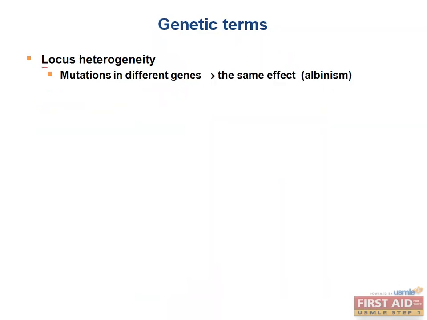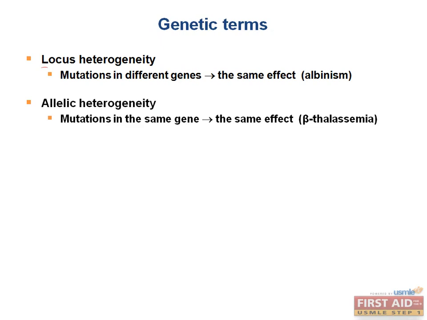Locus heterogeneity is when mutations at different loci, or in different genes, produce the same phenotype. This can occur if two genes have the same function, or if they act in a sequence in a pathway. For example, Marfan syndrome, MEN2B, and homocystinuria can all result in a Marfanoid habitus, which means the patient is tall and thin with long fingers and joint hypermobility. There are also several genetic mutations that can cause albinism, such as in genes responsible for the production of melanin and genes involved in the transport of melanin from melanocytes to keratinocytes.